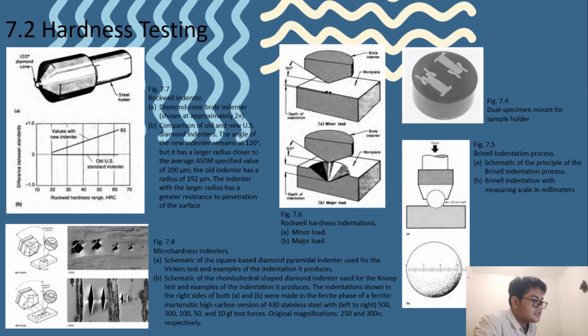Next we get figure 7.8, the microhardness indenters. Figure A is a schematic of the square-based diamond pyramidal indenter used for the Vickers test, and an example of the indentation it produces. B is a schematic of the rhombohedral-shaped diamond indenter used for the Knoop test, and an example of the indentation it produces.